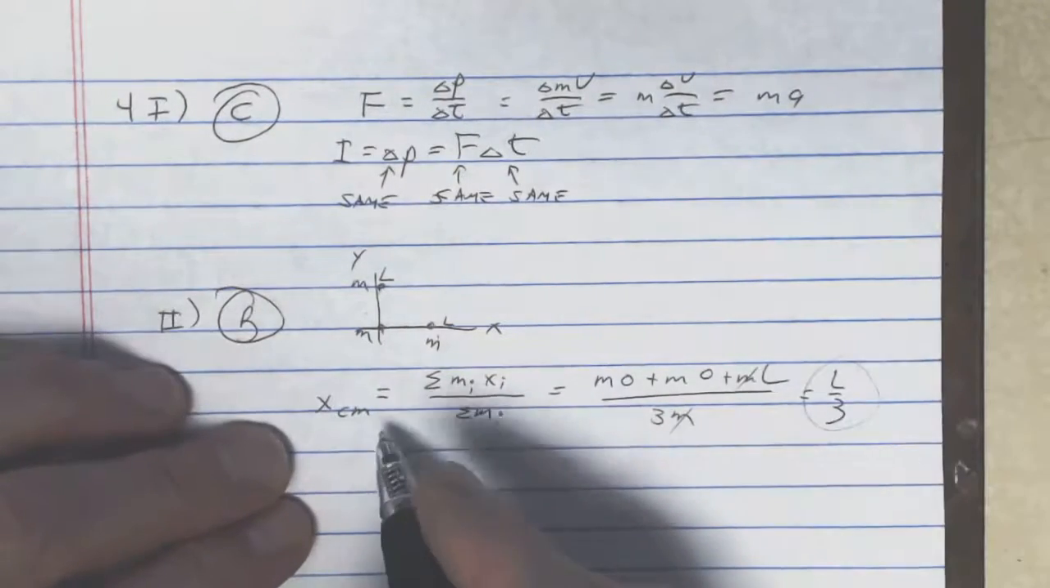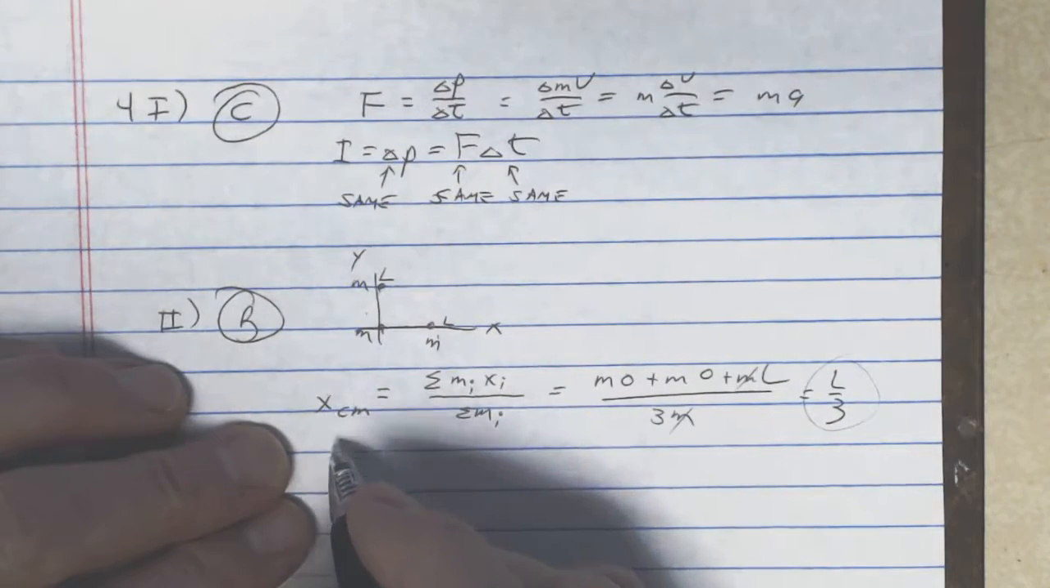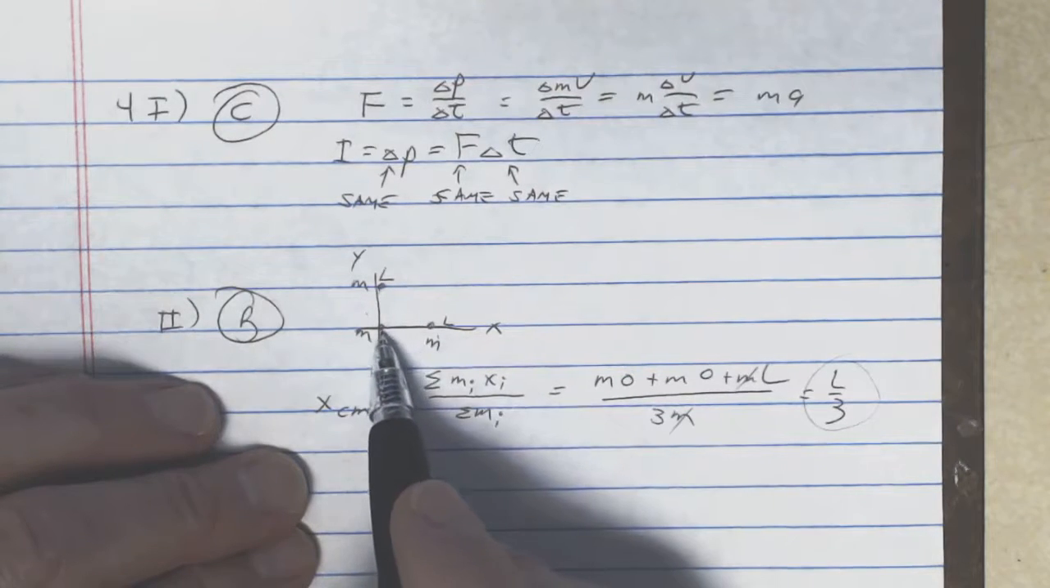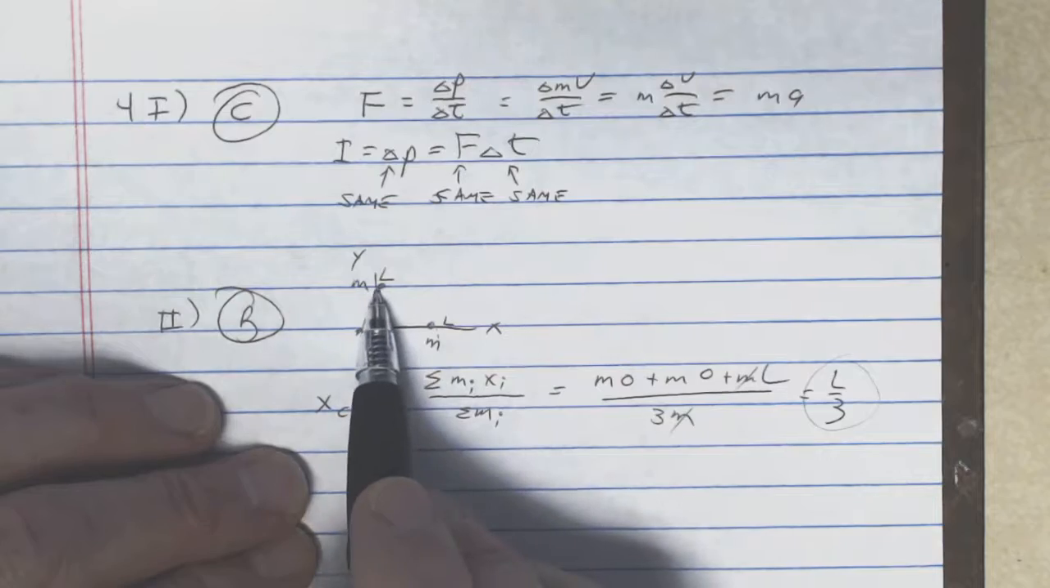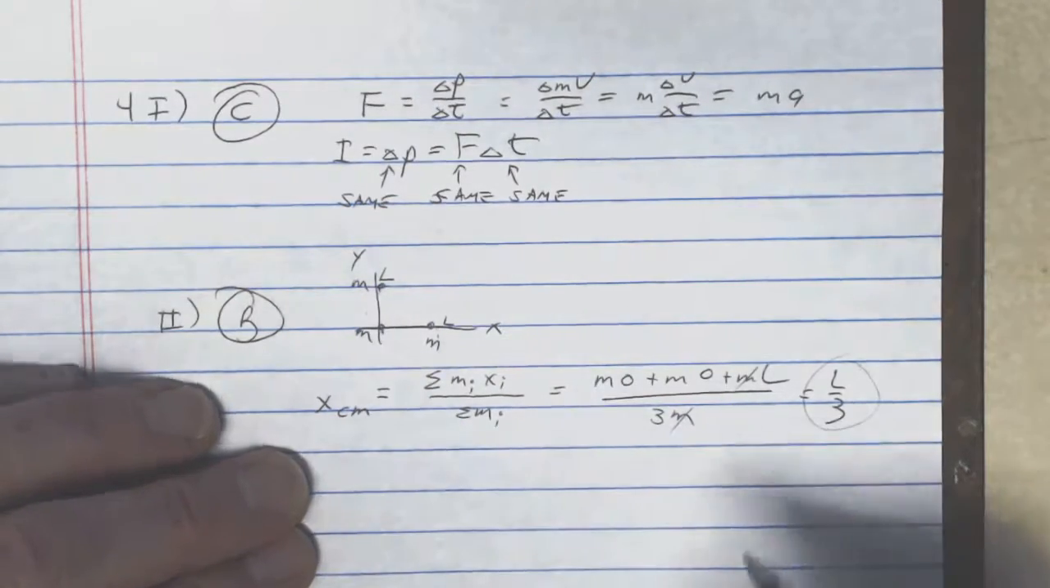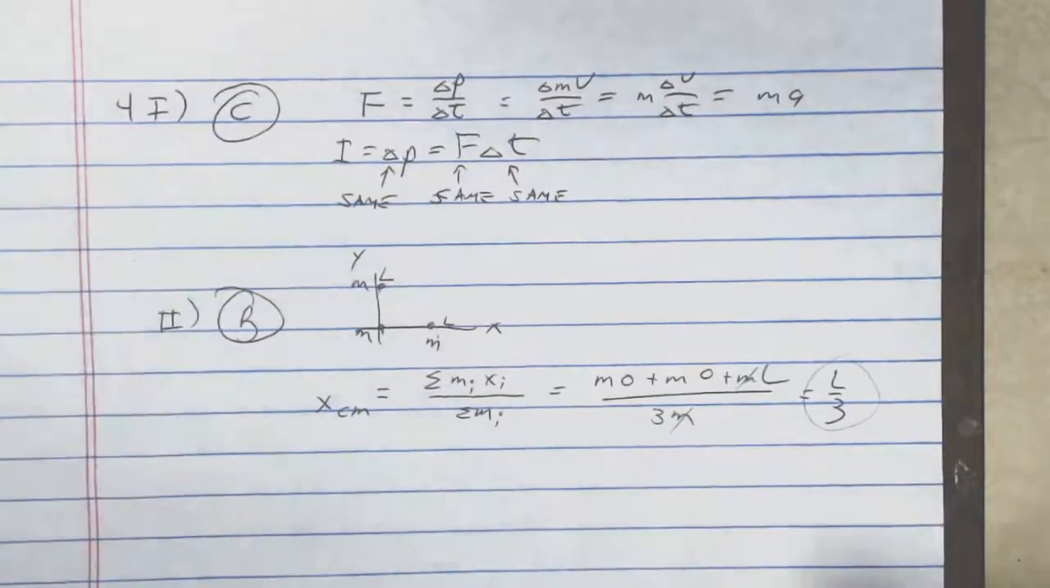And you'll have exactly the same formula if you do the y position of the center of mass. You'll have the y component is 0, y component is 0, y component is L. So you have an m times L divided by 3m, L over 3. Done. That's problem 4.